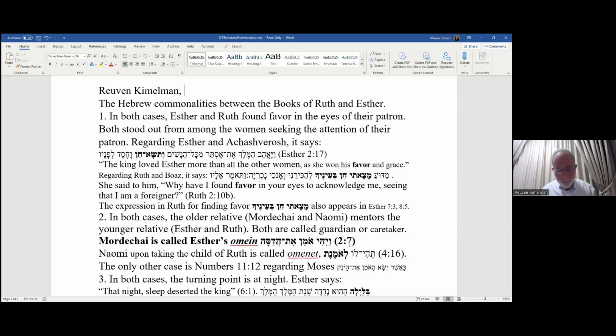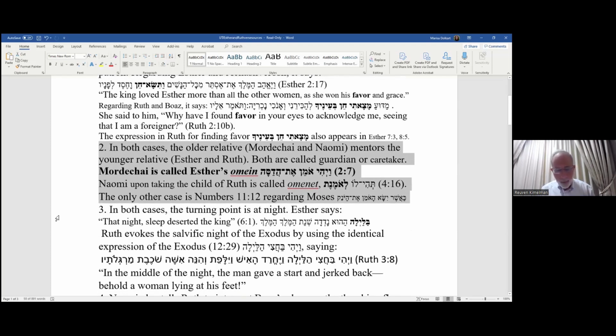Now let's look at number 2. In number 2, which is now being highlighted, in both cases, the older relative, that is Mordecai and Naomi, mentor the younger relative, Esther and Ruth. Both are called guardians or caretakers. Mordecai is called Esther's Omain, Vayi Omain et Hadassah, chapter 2:7. Naomi, upon taking the child of Ruth, is called Omenet, Vatihi lo Omenet, 4:16.